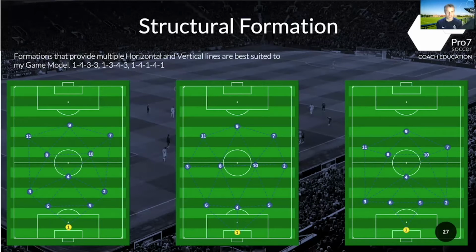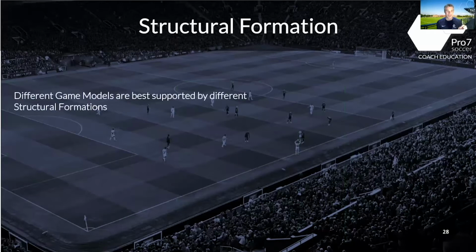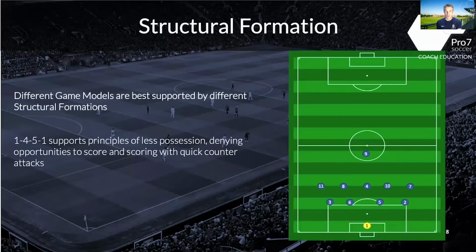I'm not going to go into this lots now because, again, it's a lot of detail. We're running out of time. It's something that we certainly cover in the course. But just to make the point clear, different game models are best supported by different structural formations. So a 1-4-5-1, as shown in the diagram here, supports principles or a game model of less possession, of denying opportunities for the other team to score, and in scoring with quick counterattacks.